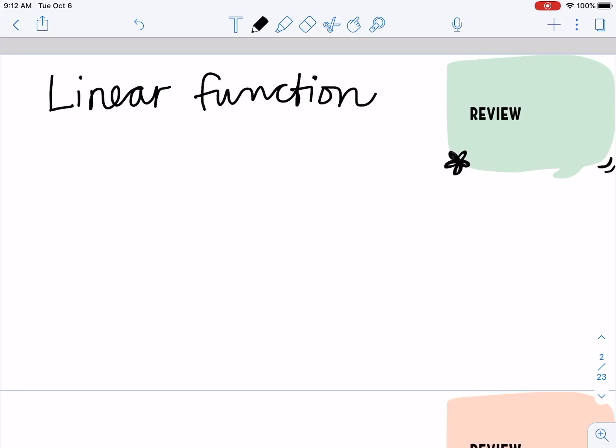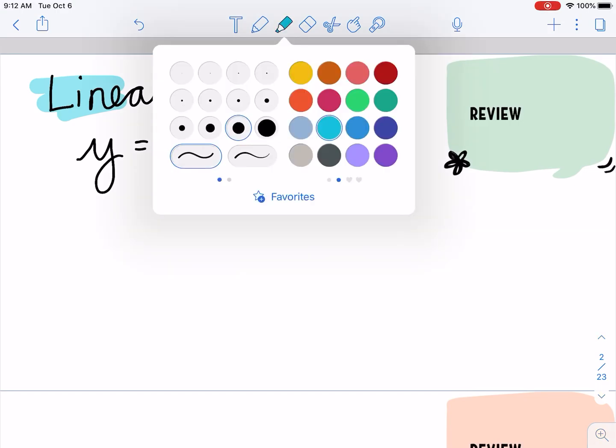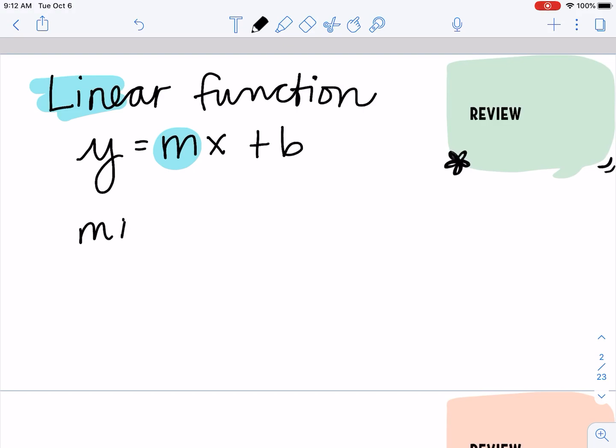And linear functions make lines. So we know that that's going to make a line. And one form of a linear function is y equals mx plus b, where m is the slope of the line and b is the y-intercept.